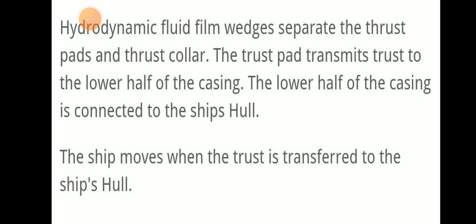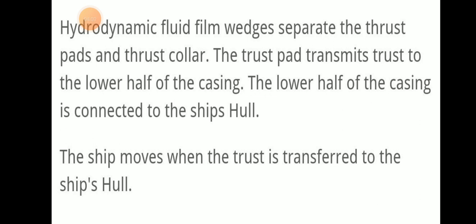The thrust pad transmits thrust to the lower half of the casing, and the lower half of the casing is connected to the ship hull. The ship moves when the thrust is transferred to the ship hull.